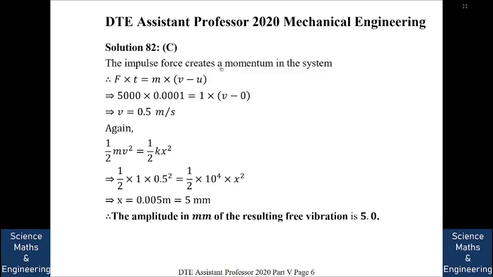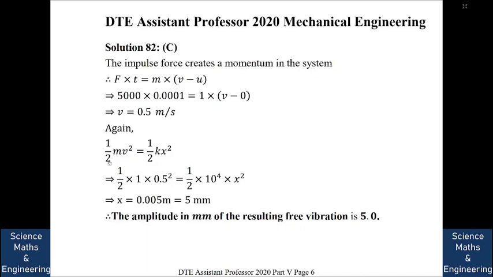The impulse force creates a momentum in the system. Now momentum is equal to what? Force into time, which is equal to m into (v minus u). So force into time is what? 5000 into 0.0001, that is 10 to the minus 4. So which is equal to, initial velocity u was 0, mass is 1, so v becomes 0.5.